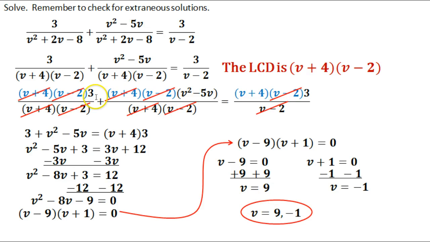Now we have to plug both of those back in to make sure that they're going to work for this one. The biggest thing is to make sure that we don't have zeros on the denominator. 9 minus 2 does not give me a 0. Negative 1 minus 2 does not give me a 0, nor does it if we plug it into these. So this one does indeed work, though you'll end up with two answers on this particular one.